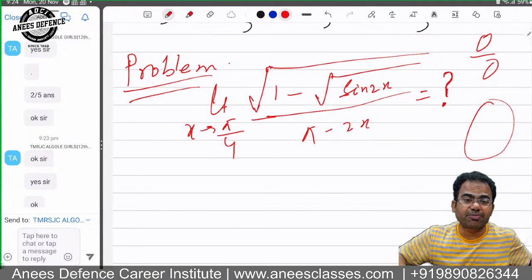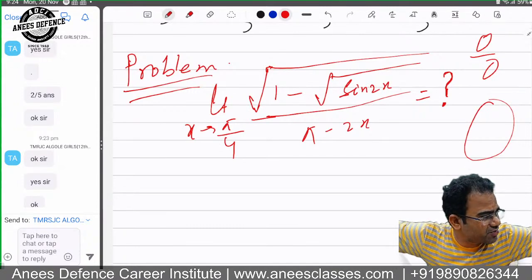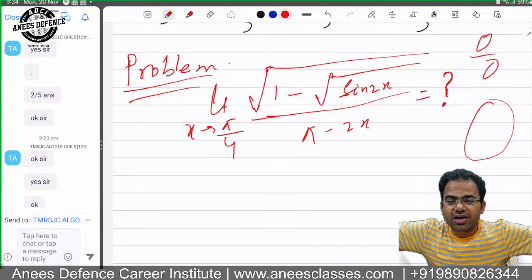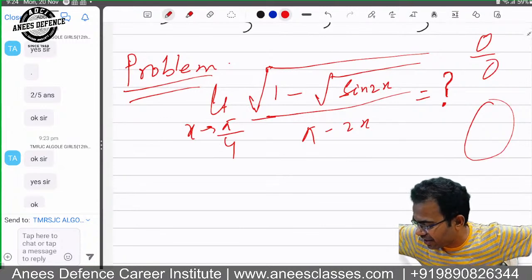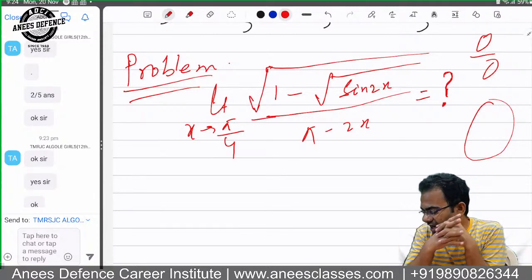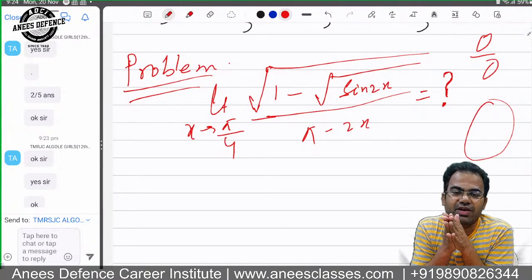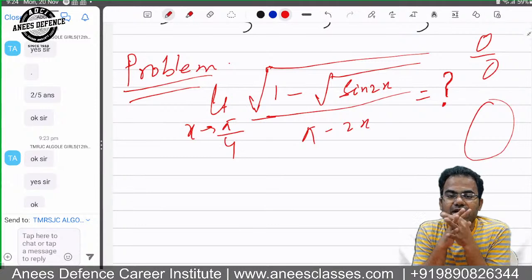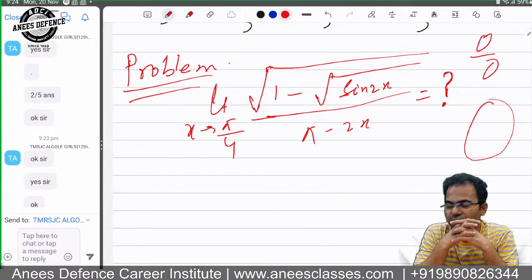First of all, you should think about this. Here a root is existing. Inside the root you are finding sine 2x. That means there is a probability that the limit will exist or not exist. So you have to find both side limits, LHL and RHL. If the LHL and RHL are both equal, then we will say the limit exists and the value will be what we get. If LHL and RHL are not equal, we will say the limit does not exist. This time I am giving you one of the difficult questions.